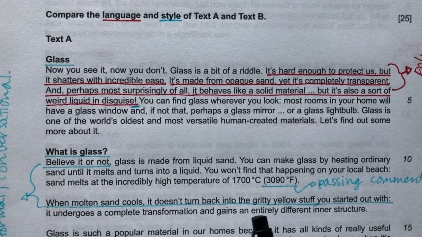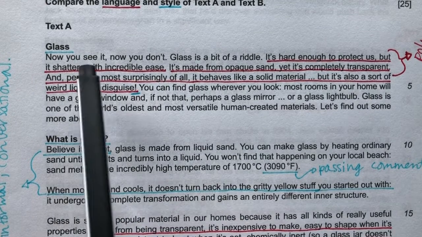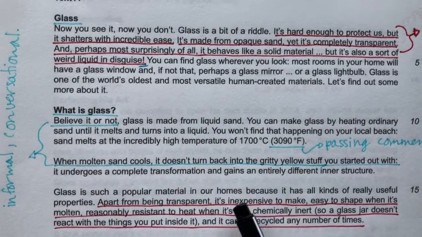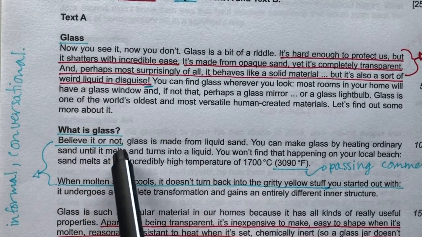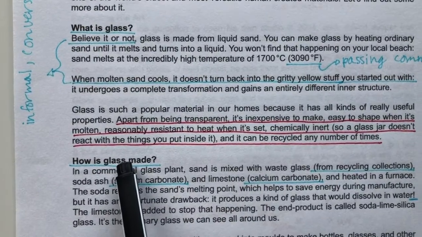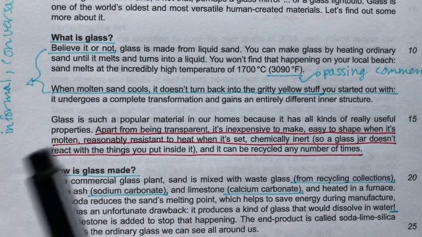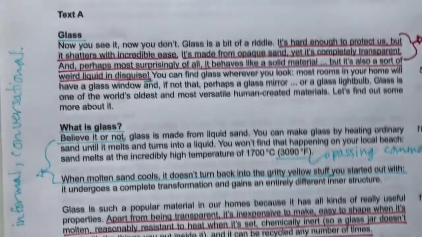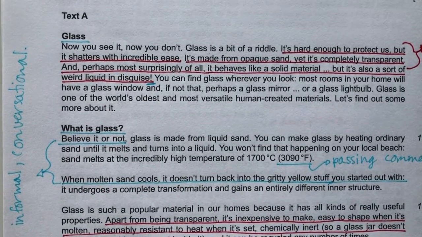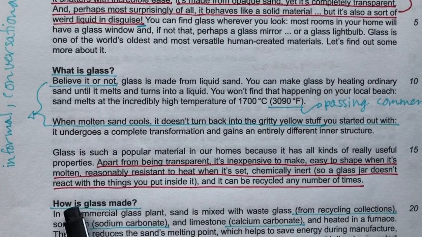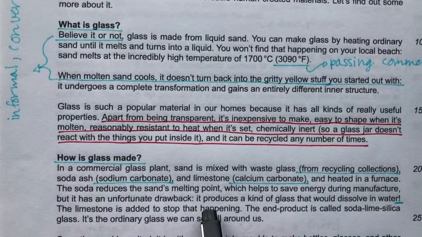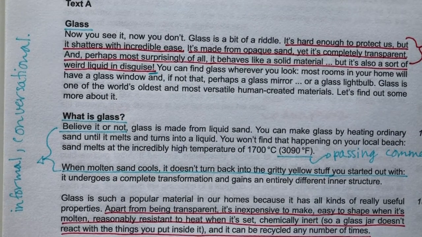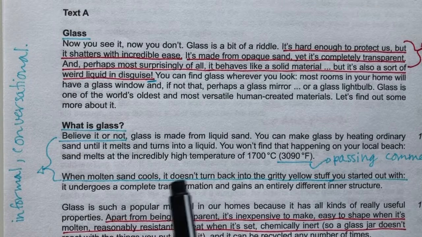Okay, let's do that. So the first thing that I noticed here is how the text is organized. We have subheadings, right? Glass, what is glass? How glass is made. That's the structure of the text overall, so that the information is organized. A reader can quickly know: if you just want to know about how glass is made, you can skip to this part here. If you want to know what glass is, you can go right to the middle. So you have the subheadings guiding you.